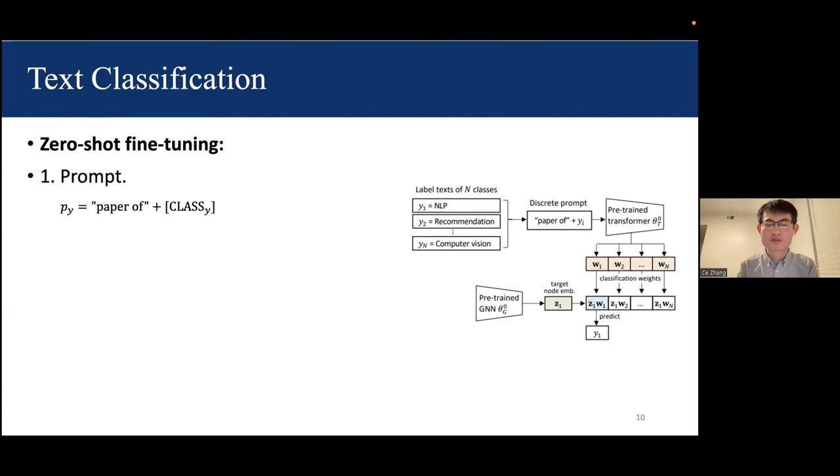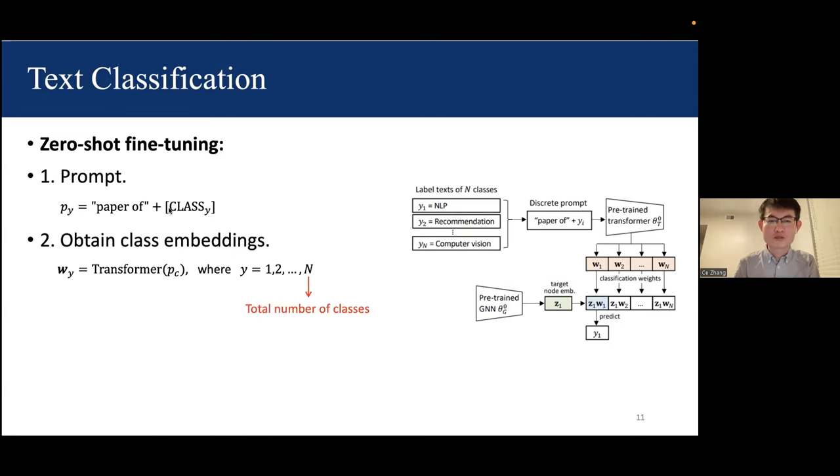First of all, we construct a prompt on the left-hand side. The prompt is given by "paper of class name." Here, class name is a placeholder. We can replace it with the name of each individual label. For example, on the right-hand side, we can see there are n classes in total. Suppose the first class is natural language processing, the second class is recommendation, and the nth class is computer vision. So we replace the class placeholder with the category names. For the first one, we have "paper of natural language processing." For the second one, we have "paper of recommendation."